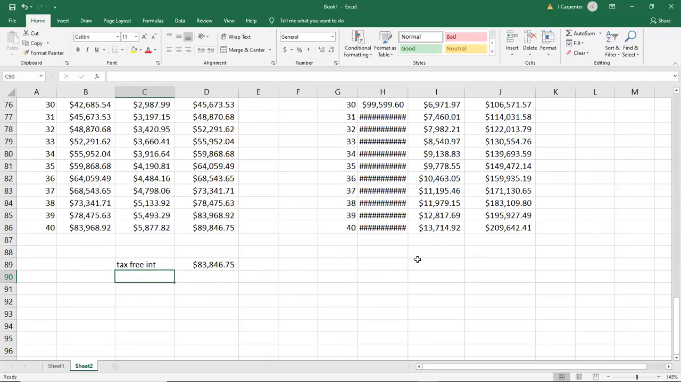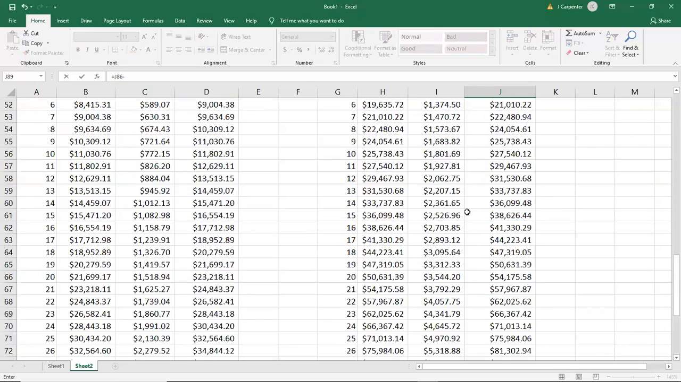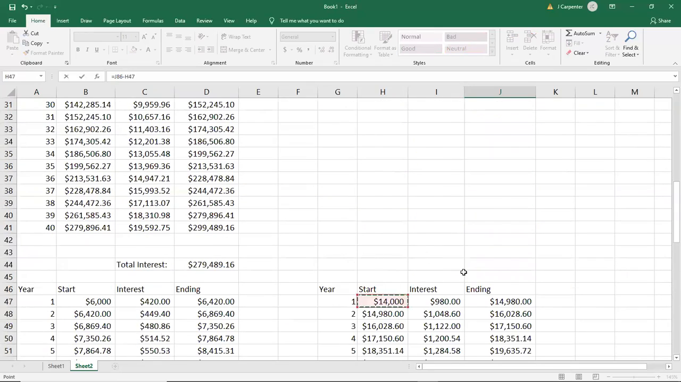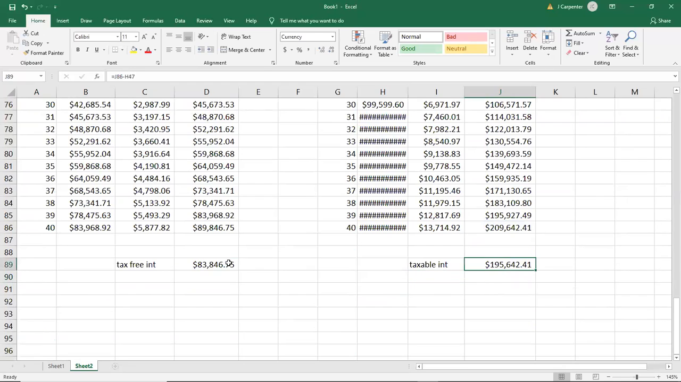That's pretty sweet. But you can see, because we put 14 in over here, 14 is much bigger than 6,000, we're going to get much more interest off of that. So this taxable interest would be this value minus the 14 grand. So we got about 84 grand we're not going to pay taxes on, and we got about 195 grand that we are going to pay taxes on.